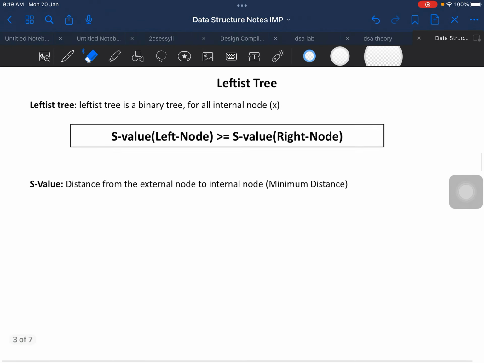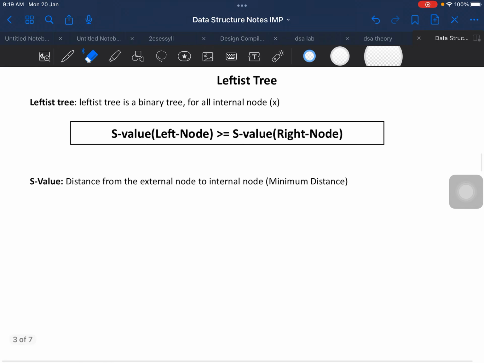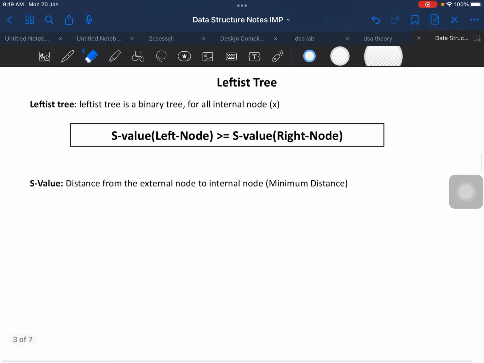So hello students, today we will discuss the leftist tree. Basically, a tree is a non-linear data structure present in any programming language, meaning you can implement a tree using any programming language. Trees have multiple different types.